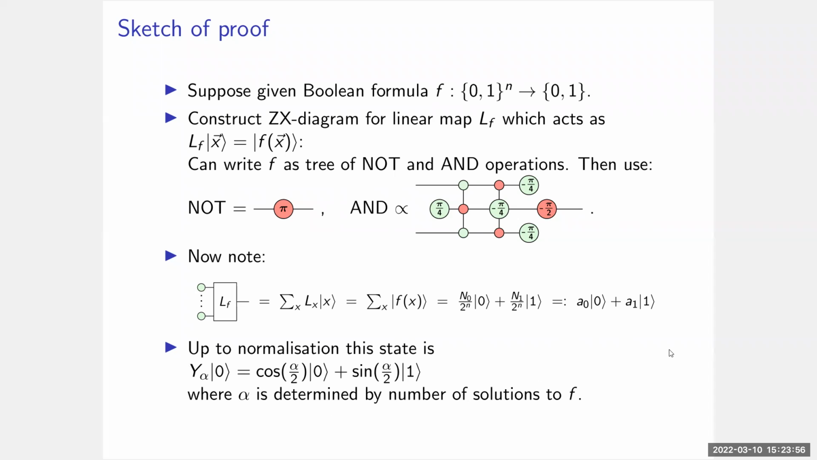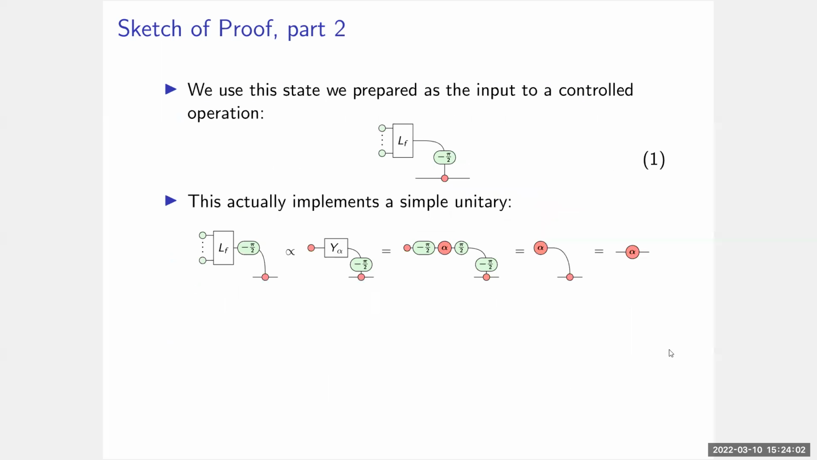Okay, so now the issue is we need to encode this into a unitary diagram, because circuit extraction only tells us about unitary diagrams. So what we do is we just take the state and we use it as an input to a controlled operation in such a way that the overall diagram is unitary. We can easily verify it's unitary.